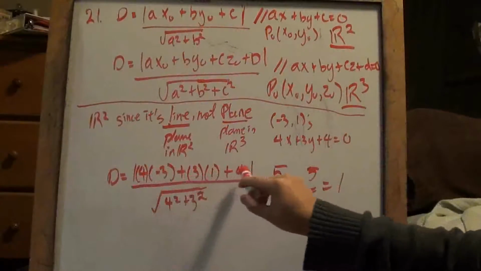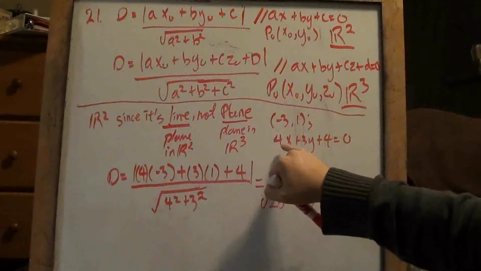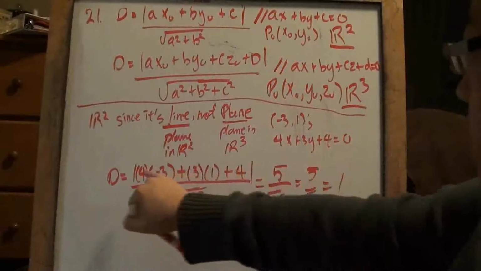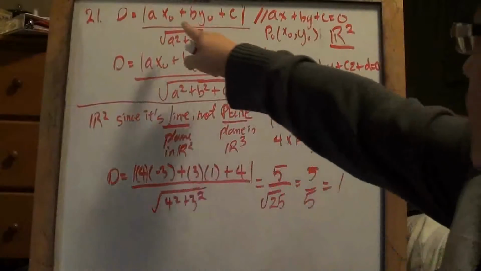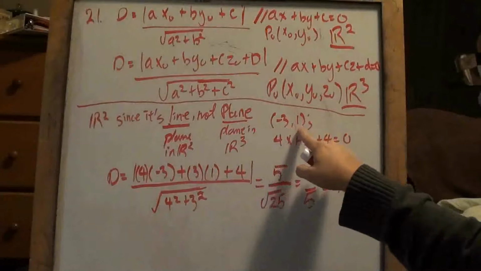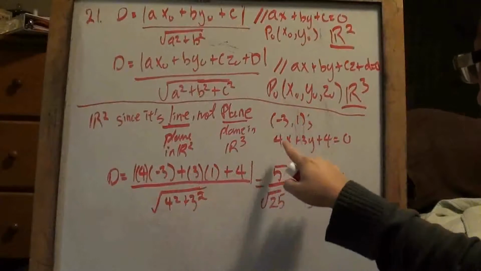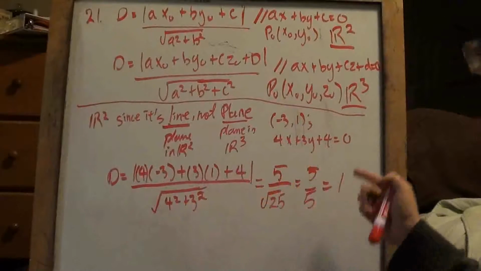4, 3, and 4: A, B, C come from the coefficients of each variable in the equation. So 4, 3, and 4. And x and y will be the point given. So negative 3 and 1. And then the bottom is going to be A, B, so it's going to be 4 and 3. So that's all there is.